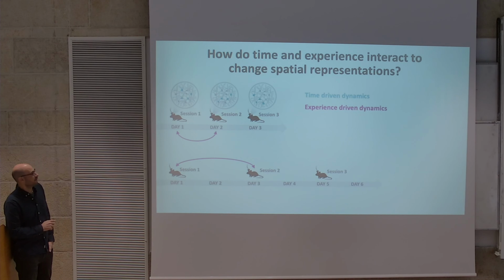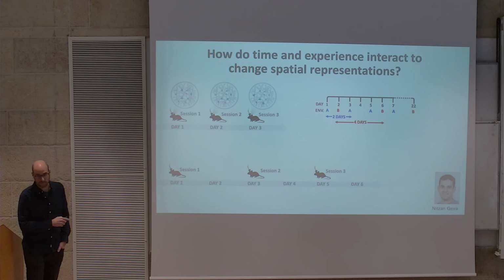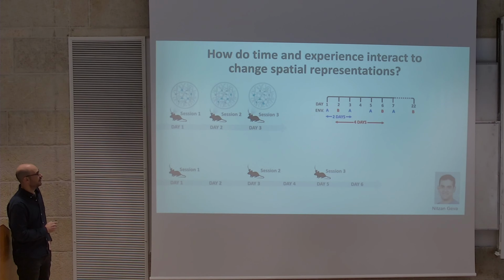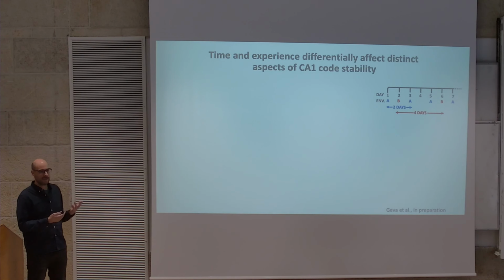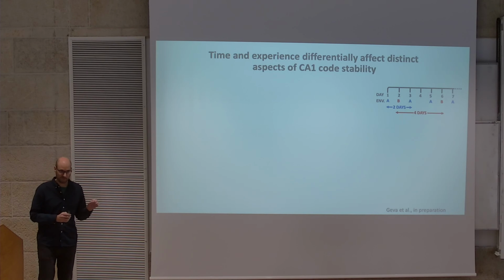Clear? So Nitzani in the lab did this experiment, again using the same 2 different environments that I showed you in the previous experiment. The same mice explored 2 different environments. One environment was visited every 2 days, the other every 4 days, for a period of 3 weeks. These are familiar environments. And then we analyzed the data by accounting for 2 aspects of the stability of the code: changes in activity rates and changes in the tuning of the cells to position.